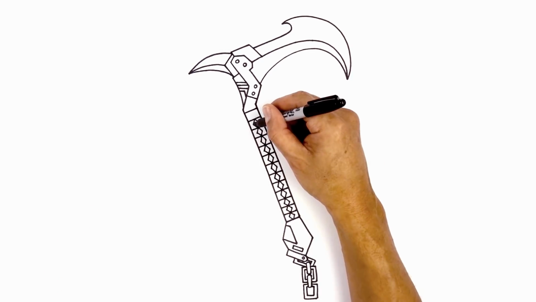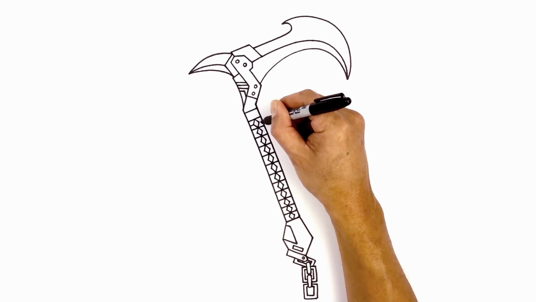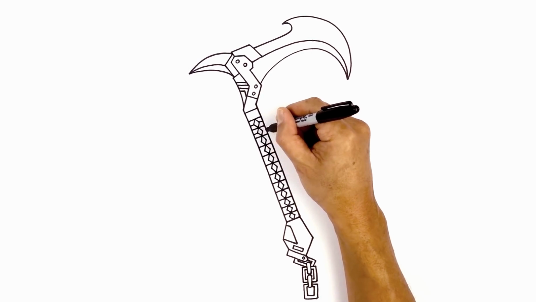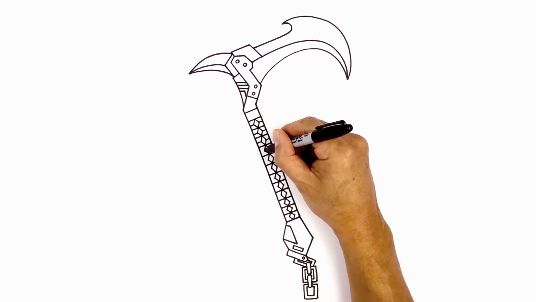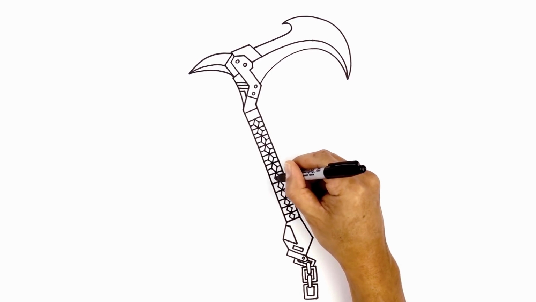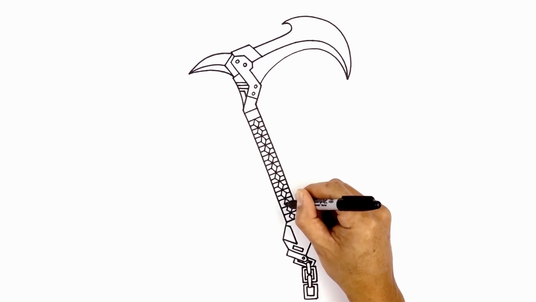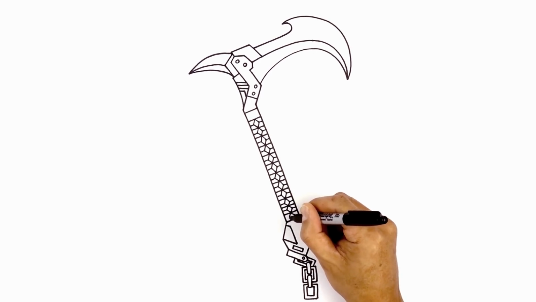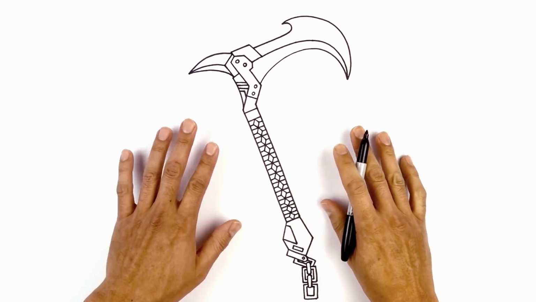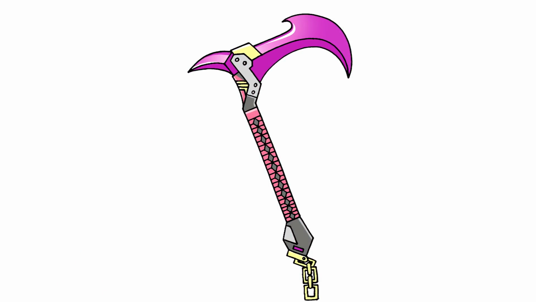Now we're going to take these outside points and just angle out towards the side of the handle. And again, we're going to repeat that all the way down. And finally the last one at the bottom here. And that's pretty much it. There we have it. There's the Rift Edge from Fortnite.